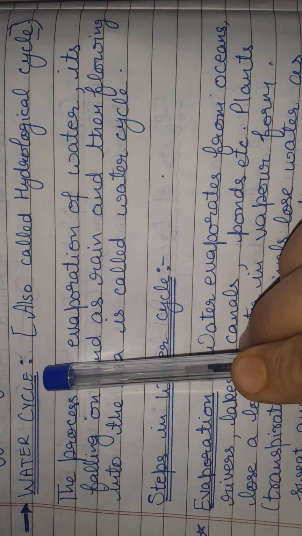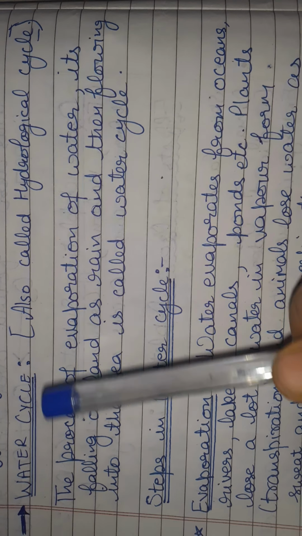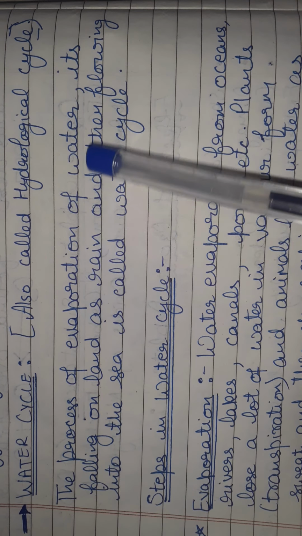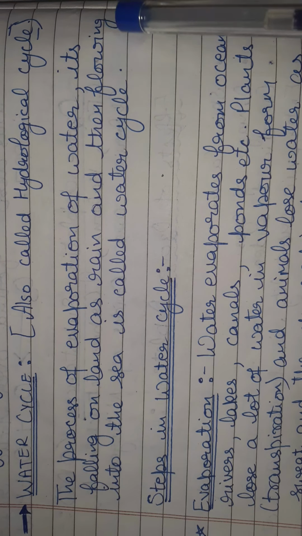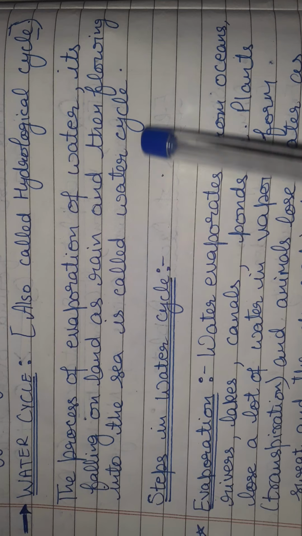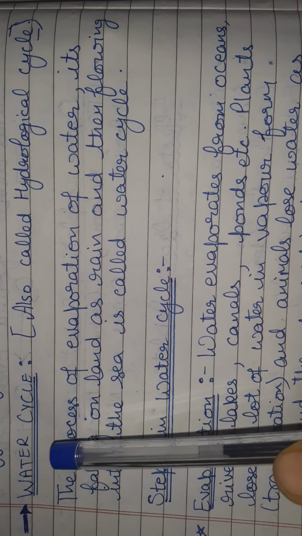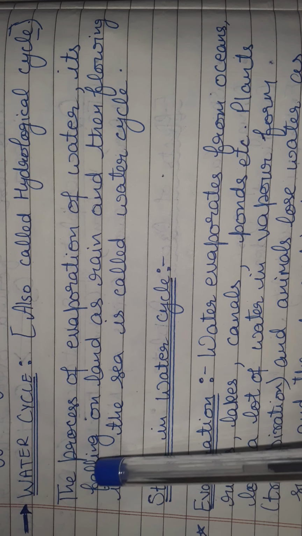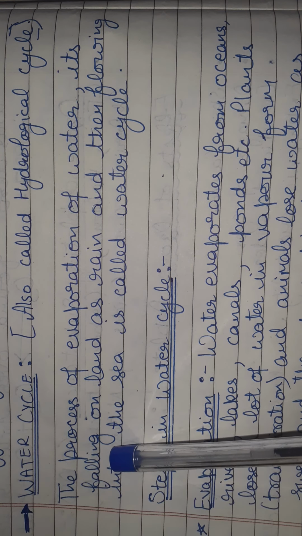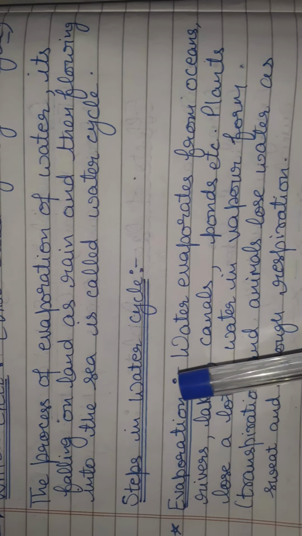Water cycle. It is also known as hydrological cycle. The process of evaporation of water, it's falling on land as rain and then flowing into the sea, is called water cycle. First of all, any cycle that you will take as your write-up, it should contain a diagram in the cyclic form.